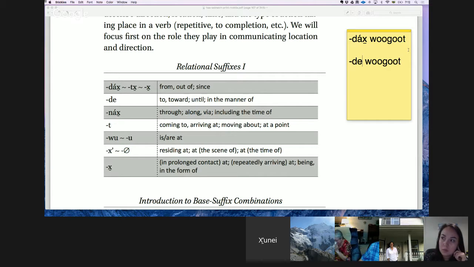Or in the manner of, that one needs a little bit of explanation, because sometimes we're going to use this thing, day, in Tlingit, and it has very special uses in verbs. We'll get to that later. For now, let's just have somebody day wugut somewhere. Where is he or she going to wugut? Or where did he or she wugut? Deshu hit day wugut. So you go, deshu hit day wugut. Okay?